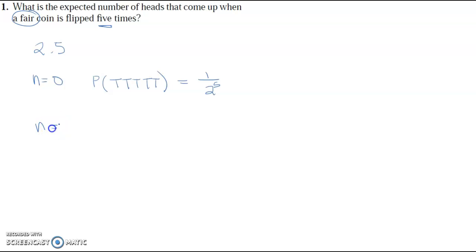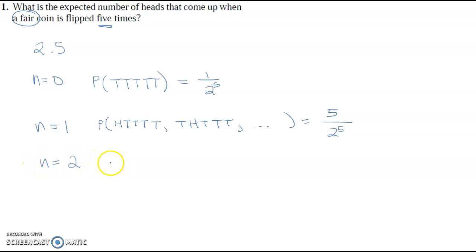Let's talk about when n is 1. What about the case where we have 1 head? Then this is going to be the probability of a head and 4 tails. This is possible, and also this is possible, and so on. The total number is 2 to the power of 5, and we're going to have 5 cases where the head is located at different locations out of the 5 spaces. So this is what we have, and so on. I think you guys can go ahead and finish up with the counting process.